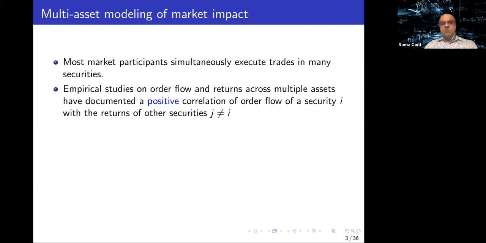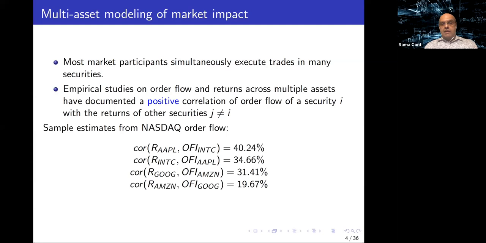of another security. So if we take, for example, the order flow imbalance on Apple and you look at the correlation with the returns of Microsoft, typically you do find a positive correlation. Examples are shown here. These are examples from NASDAQ order book data. So you look at, for example, the return of Apple over 1 minute intervals. You look at the correlation with the order flow imbalance of Intel, and you get a correlation of 40%. The opposite, the return of Intel correlated with Apple, is 35%, 34.6%.